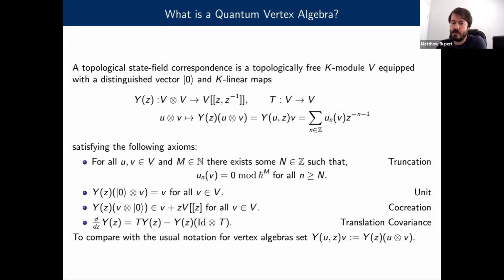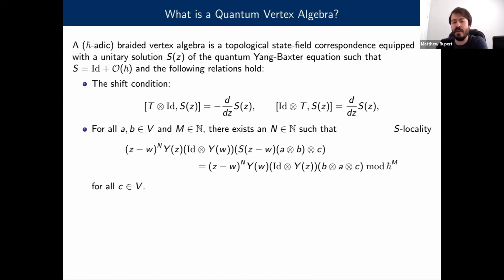And when you translate these axioms into the usual notation for vertex algebras, you'll see they're the exact same as vertex algebras, except for the truncation axiom, where now we're not saying that the sequence u_n v goes to 0 as n goes to infinity, it goes to 0 in the h-adic topology. Okay, and so that's all this axiom is saying. It's just translating things into the language of K-modules.